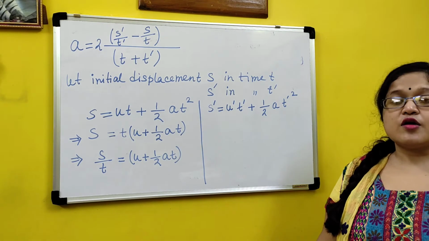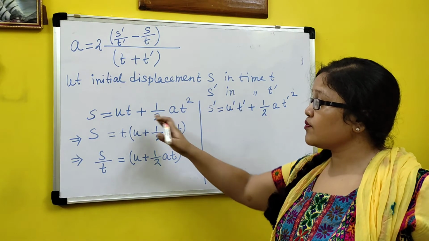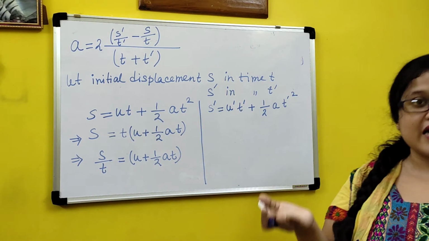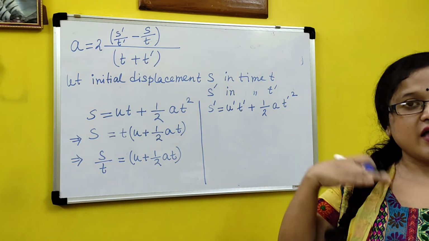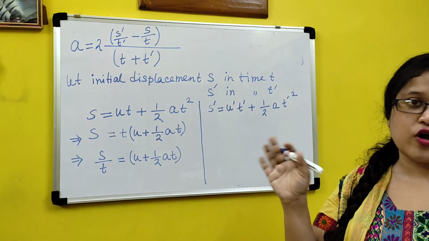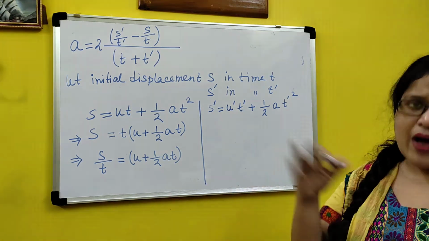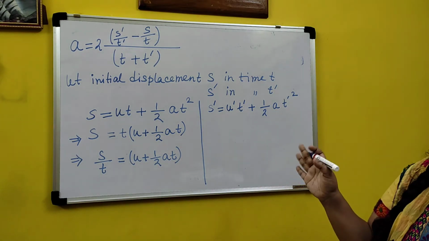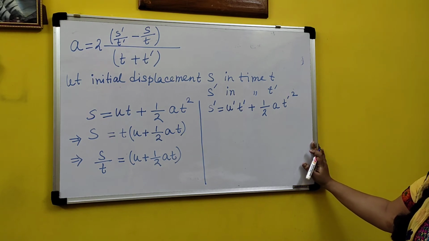T prime square, because this time the initial velocity is not equal to the first one's initial velocity. See, for the first time interval this was the initial velocity. Now when I am going to the second time interval, obviously the first interval's initial velocity will not help us, because at that time the velocity will be something different, might be equal, but that condition is not given. So we are taking a different velocity, u prime.